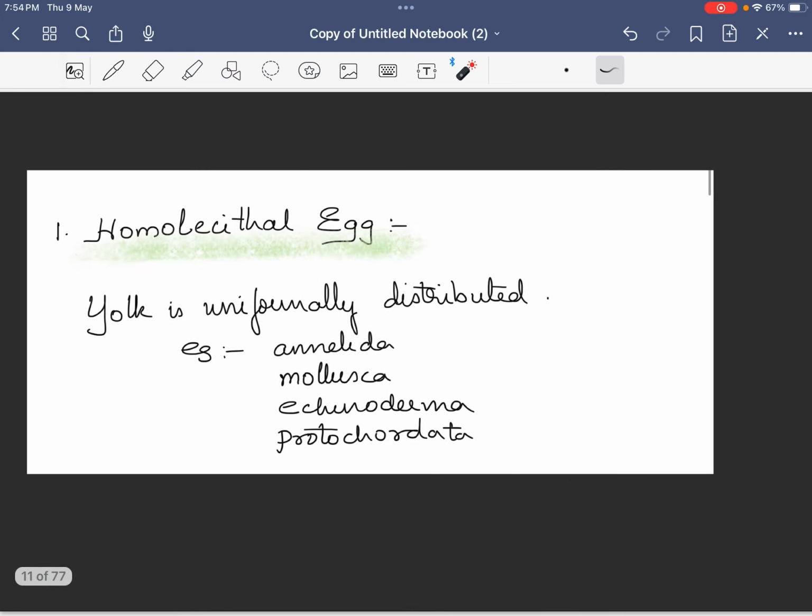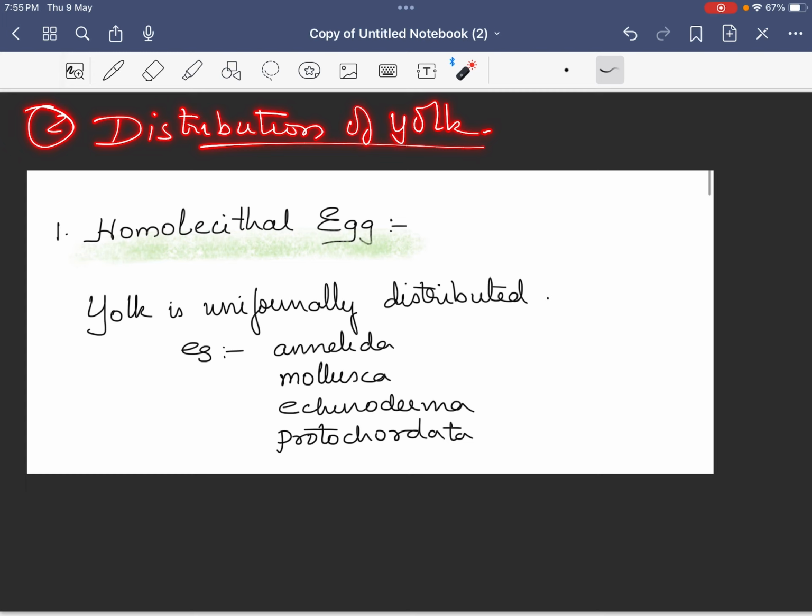Now, the second category of egg classification is based on the distribution of yolk throughout the egg, right? That was the second classification.